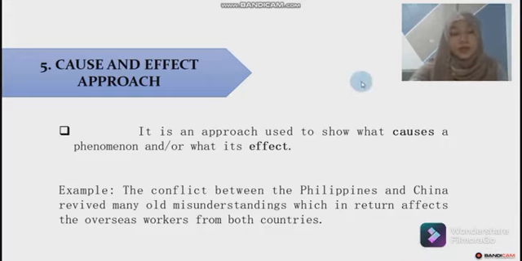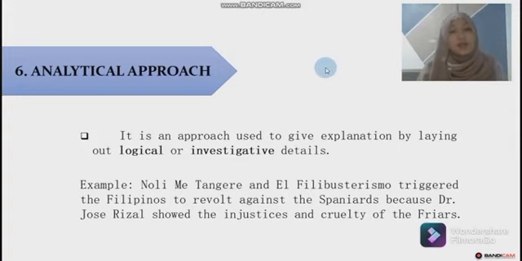Next, let's proceed to the last approach, which is the analytical approach. It is an approach used to give explanation by laying out logical or investigative details. This approach requires you to give explanation, and at the same time you are analyzing the situation or the topic, in order to get logical statements and investigative details, and to bring a fair outcome or feedback.